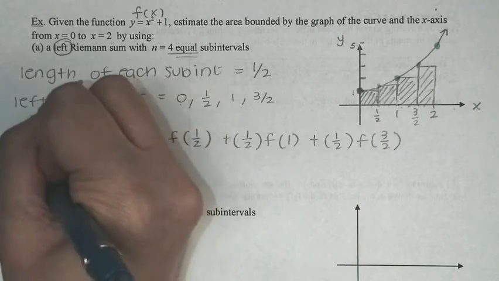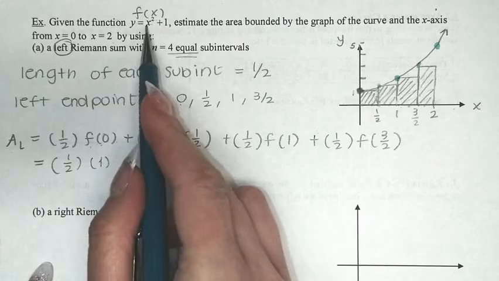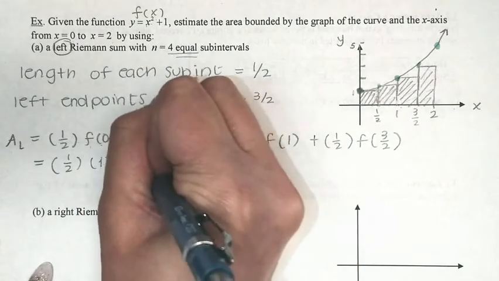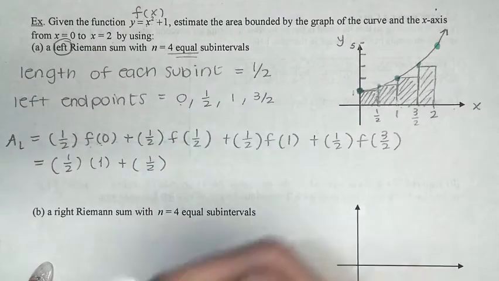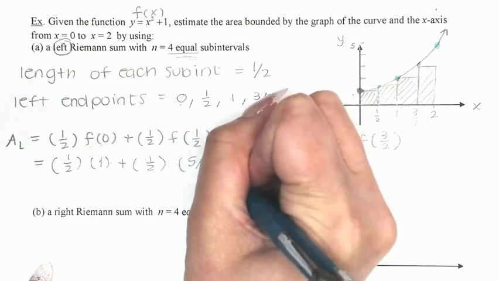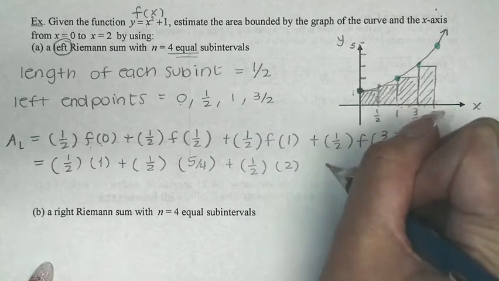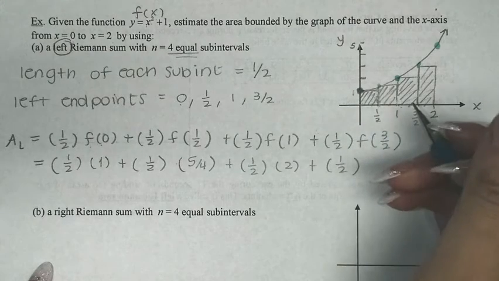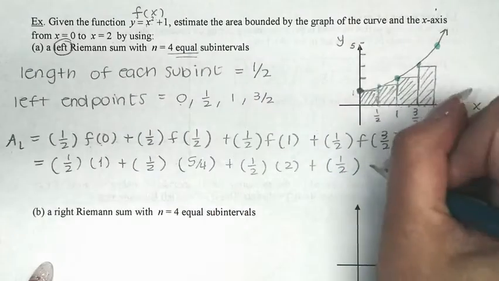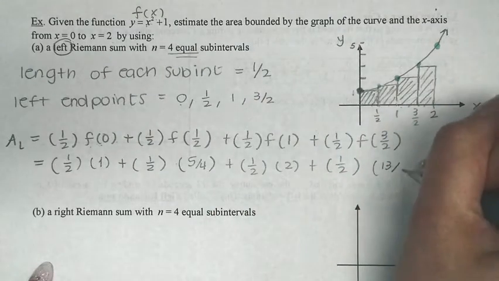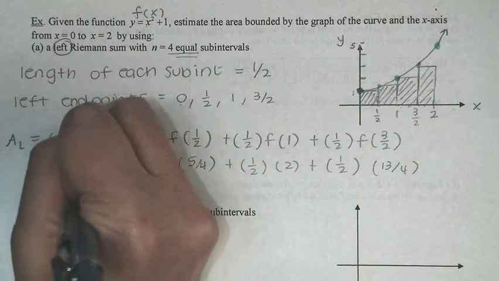Now you need to evaluate what is f of 0. You know that f of 0 is 1, because you plug the 0 here, plus 1, that's 1. So then you have 1/2 f of 1/2. You have that f of 1/2 is going to be 5/4 plus 1/2 times f of 1. You know that f of 1 is going to be 2 plus 1/2 times f of 3/2, which is going to be 9/4 plus 1. That's 13/4. So when we do these computations and add them together, you have that this is 15/4.